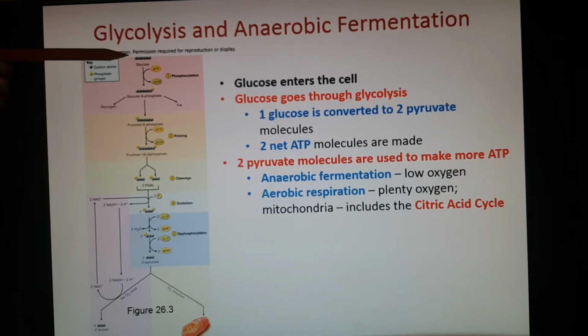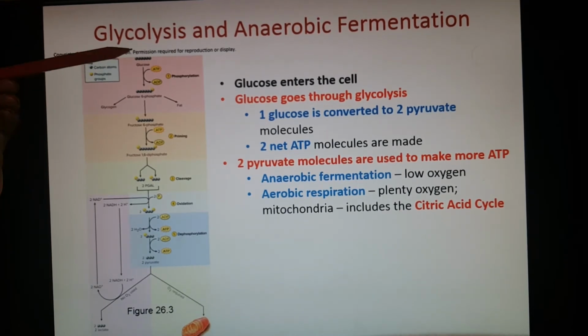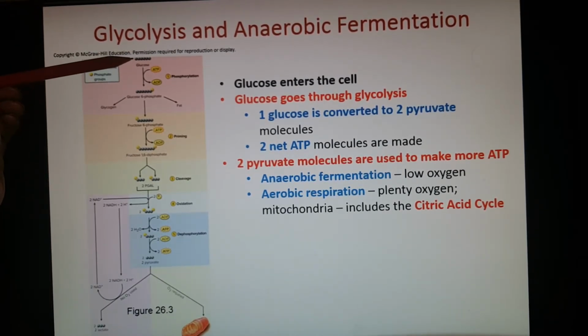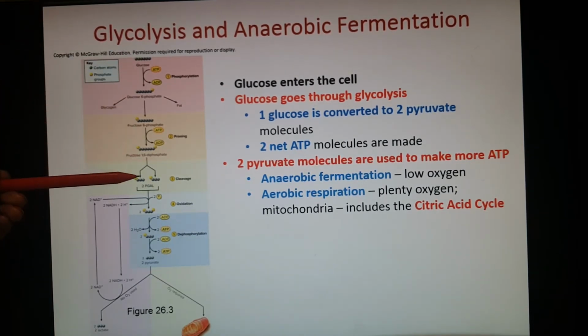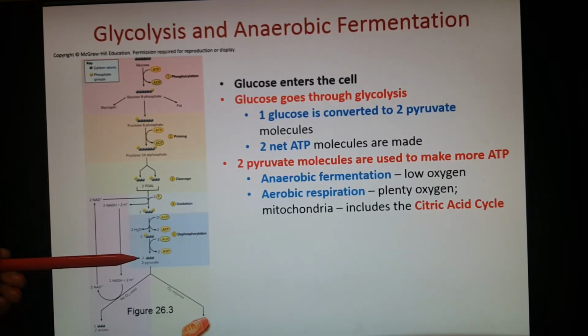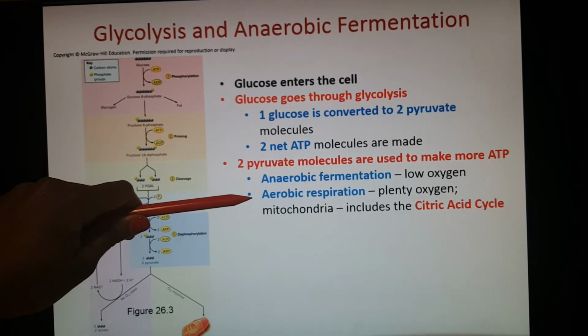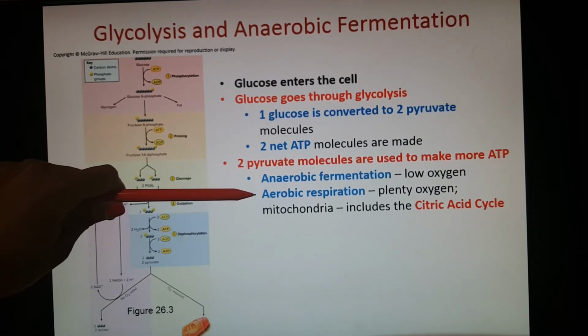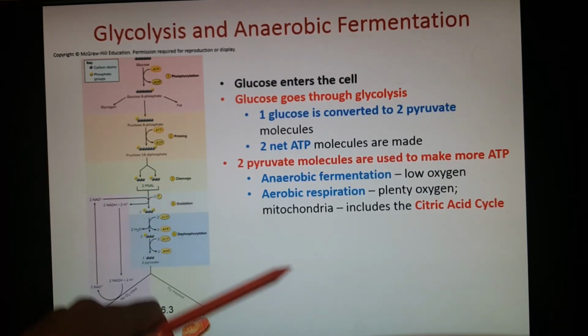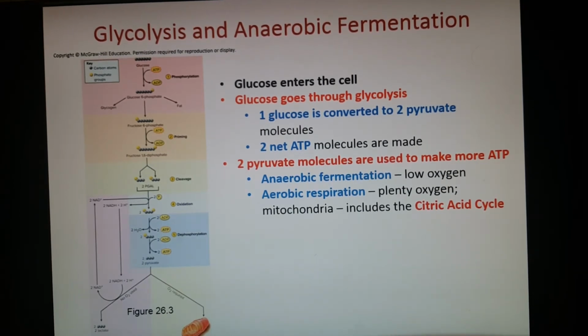So starting up here, glucose is a 6-carbon molecule. So each of these little gray balls here is a carbon molecule. Then going throughout that whole process, that one glucose molecule is converted finally down to two pyruvate molecules. Pyruvate is a 3-carbon molecule, so the 3 balls here representing there. And then later, those 2 pyruvate molecules will either go through anaerobic fermentation or aerobic respiration depending on your oxygen level. So low oxygen, anaerobic fermentation. Plenty of oxygen, aerobic respiration. So aerobic respiration also includes your citric acid cycle as well as the electron transport chain.